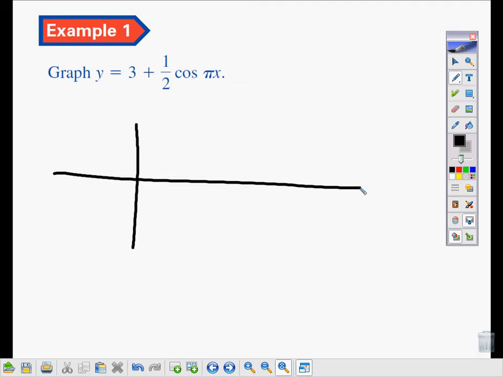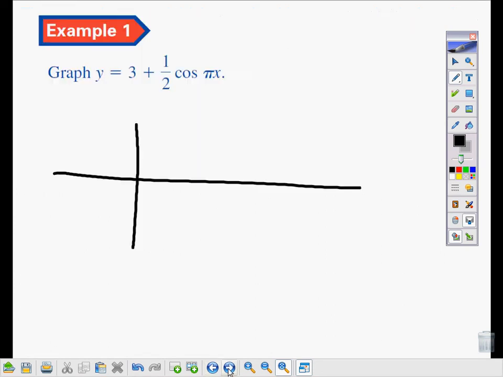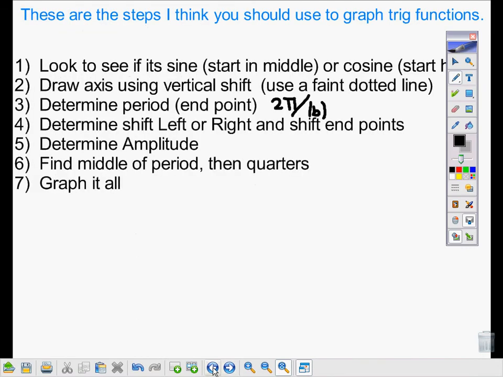I'm going to keep referring to the last slide for the steps so you know what each step means. I'm coming back to this in a second if you didn't get a chance to write it down, but here we go. Look to see if it's sine or cosine. Step 1. This one is cosine. I know I start up high. That's a mental thing I do. I don't have to write anything on the graph. Step 2. Draw the middle.